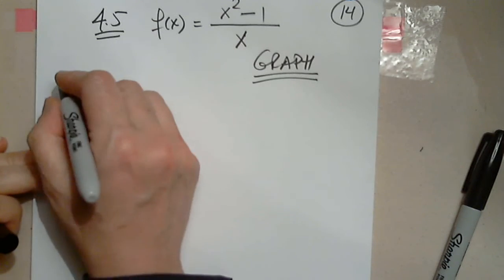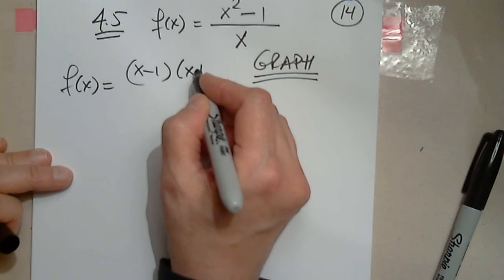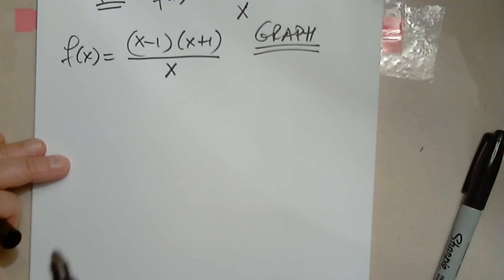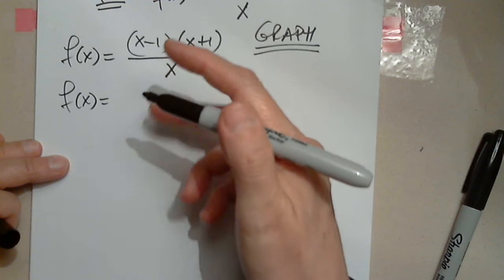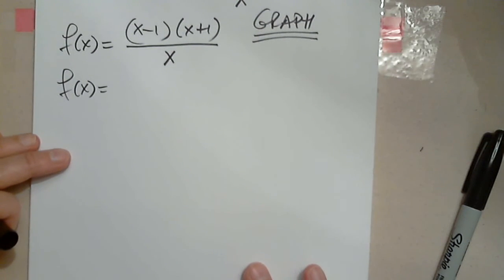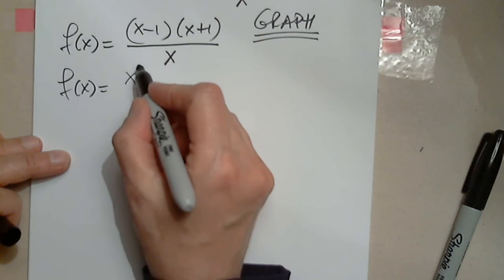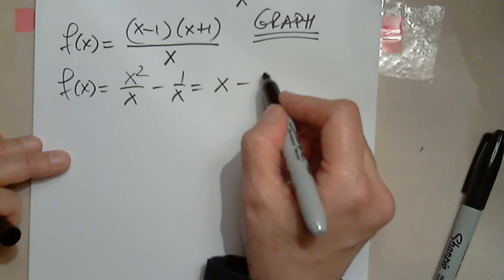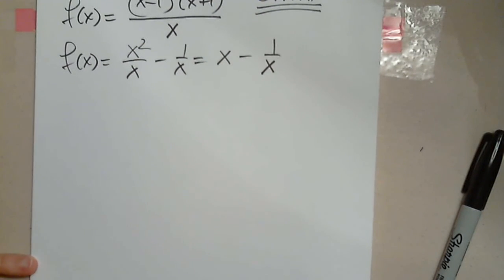So the first thing I will do, I will factor the numerator. But also separate the fraction. These two will have different applications, different purposes. So bear with me. X squared over x minus 1 over x. And when I simplify here, I get x minus 1 over x. This will be used for something. This form will be used for something else.